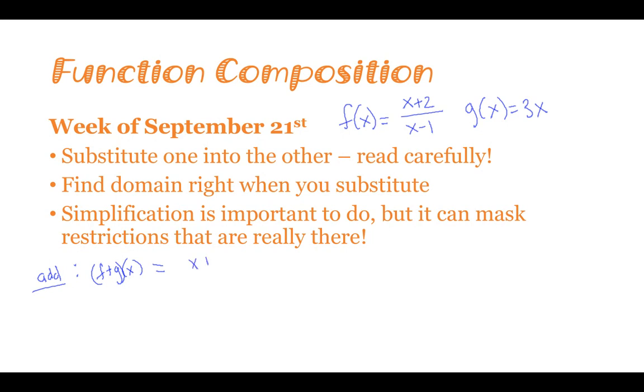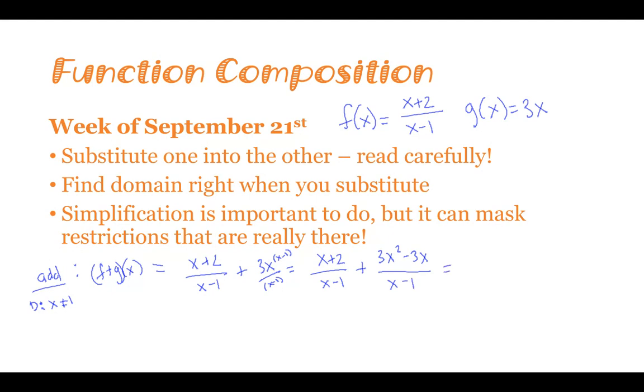I would have x plus 2 over x minus 1 plus 3x. You know what? I think this is where I'll find my domain. Before I even simplify, the domain: x cannot equal 1. Can't divide by 0. Alrighty, so let's find that common denominator. I'm going to multiply this one by x minus 1 over x minus 1, but I'm not actually changing it. So then you've got x plus 2 over x minus 1 plus 3x squared minus 3x over x minus 1. And then you're able to add them.